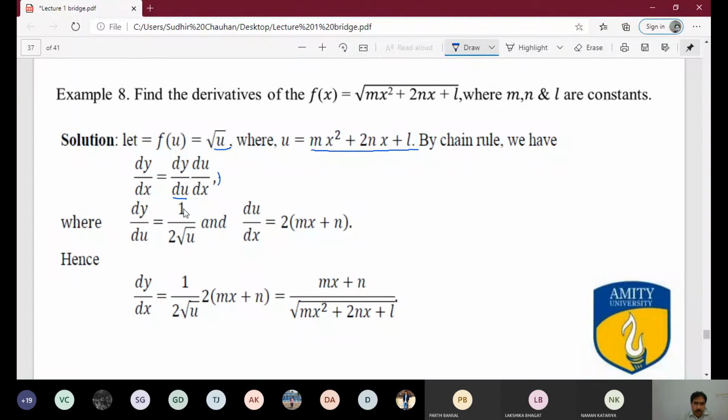So dy by du is 1 by 2 under root u, since the differential of under root x is 1 by 2 under root x, so it is this formula. And then we differentiate u with respect to x, so it is 2mx plus 2n, so we can take 2 common. Now we can write dy by dx as the product of these two, dy by du times du by dx, and we get this value. Finally, substituting the value of u, we get this as the answer.